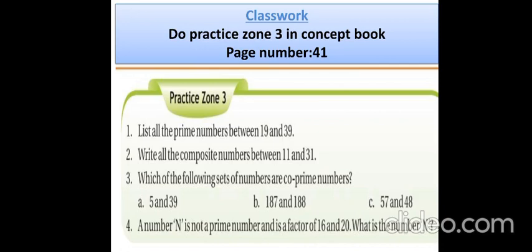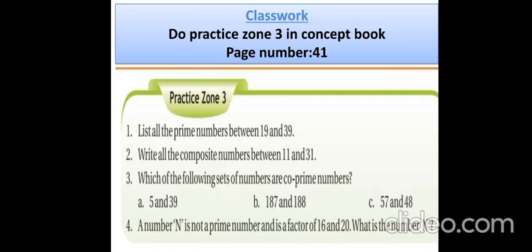What is meant by prime numbers? A number that has only itself and number 1 as factors. Next, second question: write all the composite numbers between 11 and 31. So you have to write the composite numbers between 11 and 31. What is meant by composite numbers? Yes, the numbers having more than 2 factors are called composite numbers.